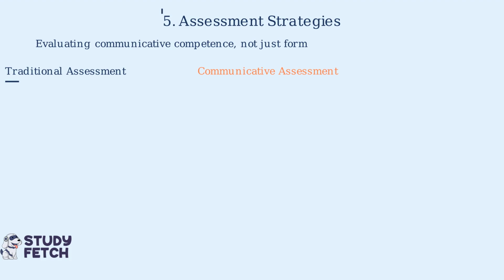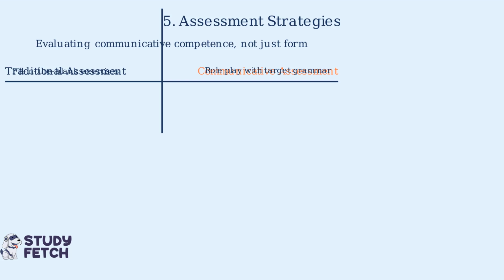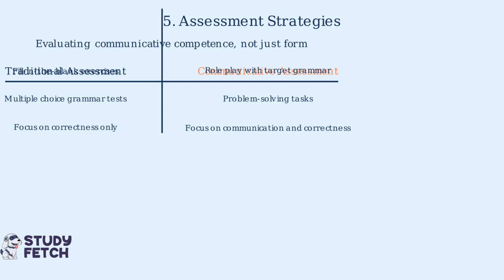Assessment strategies should evaluate students' ability to use grammar for communication, not just identify correct forms. Let's compare traditional assessment approaches with communicative assessment strategies. While traditional assessments use fill-in-the-blank exercises, communicative assessment might use role plays that require the target grammar. Instead of multiple-choice grammar tests, communicative assessment employs problem-solving tasks where grammar is used for a purpose. Traditional assessment focuses only on correctness, while communicative assessment balances both communication effectiveness and grammatical accuracy.